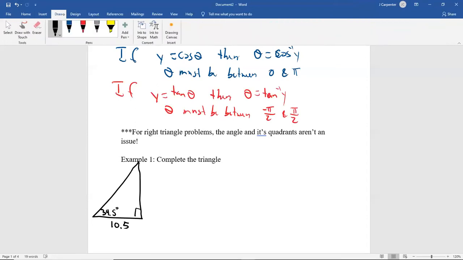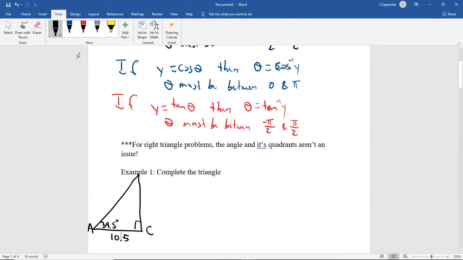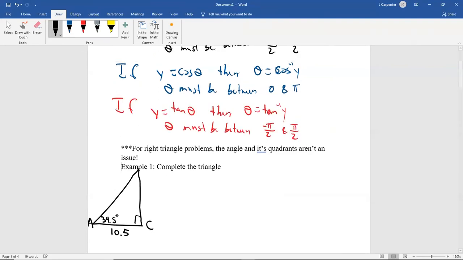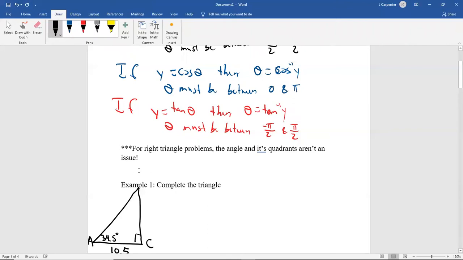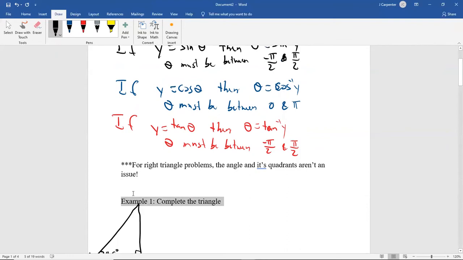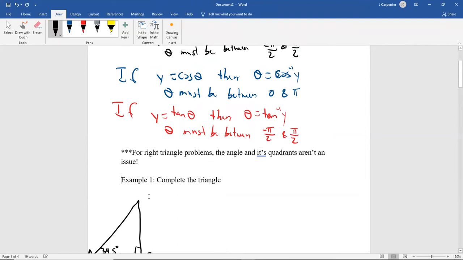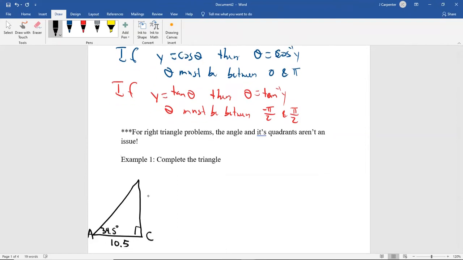So I'm asking you to complete the triangle. So what I'm asking you for is, well, if I want to label all the sides, let's label this as angle A. We'll call this angle C. I wish I had put my triangle a little, shoot. We'll do it this way. Copy, paste. There we go. And then I'm going to call this angle B.